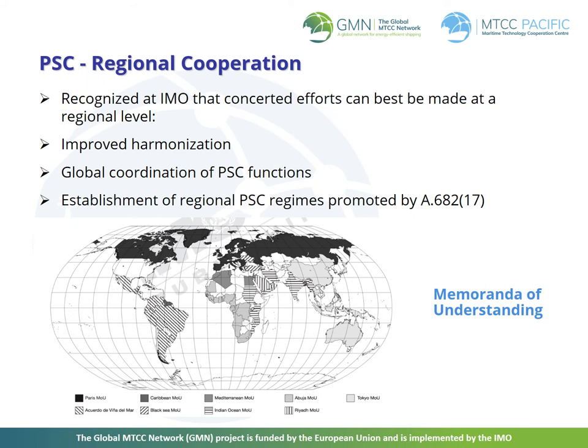These Memoranda of Understanding, or MOUs, are Europe and the North Atlantic, the Paris MOU, Asia and the Pacific, the Tokyo MOU, Latin America, Acuerdo de Viña del Mar, the Caribbean MOU, the Western Central Africa, Abuja MOU, the Black Sea region, Black Sea MOU, the Mediterranean, Mediterranean MOU, the Indian Ocean, Indian Ocean MOU, and the Riyadh MOU. The United States Coast Guard maintain the 10th PSC regime.